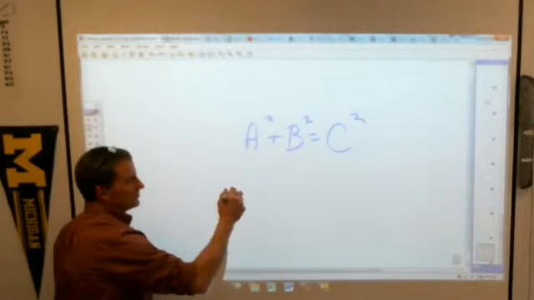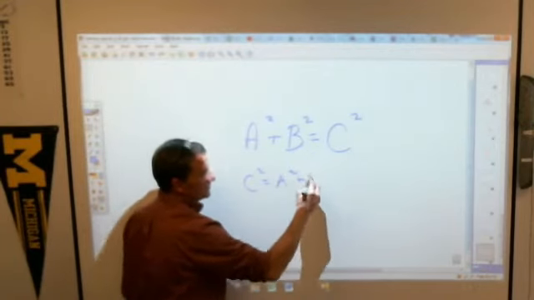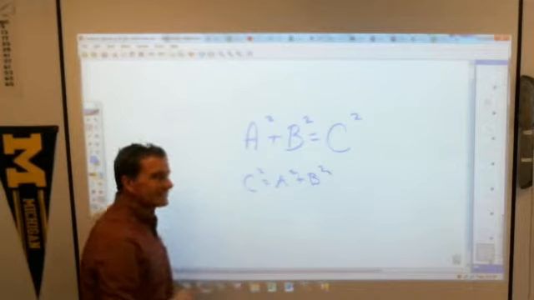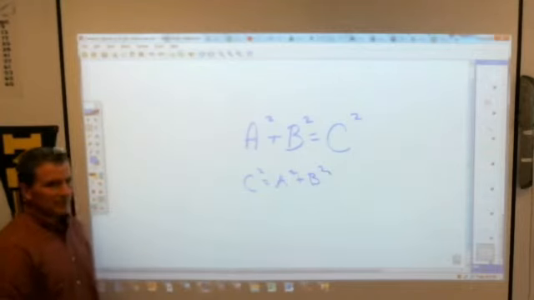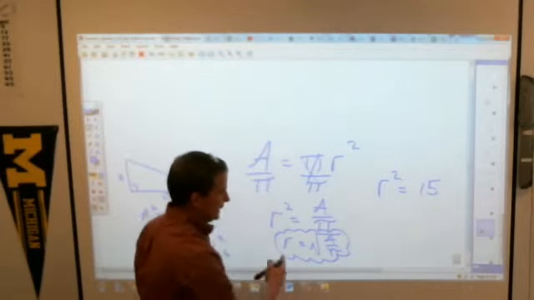Let me rewrite this. Let's just flip-flop things. If I said c squared equals a squared plus b squared, and I wanted to solve that for c, I just want the letter c to be by itself. It's no different than what we just did here.